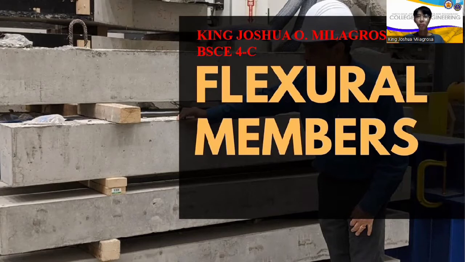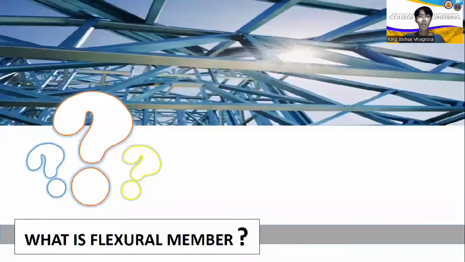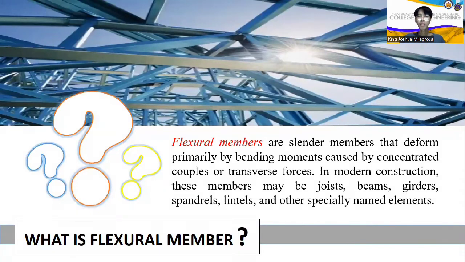Today I will be discussing some topics about flexural members, which are doubly symmetric compact I-shaped members and channels bent about their major axis. So first, ano nga ba yung flexural members? Flexural members are slender members that deform primarily by bending moments caused by concentrated couples or transverse forces. In modern construction, these members may be joists, beams, girders, spandrels, lintels, and other specially named elements.